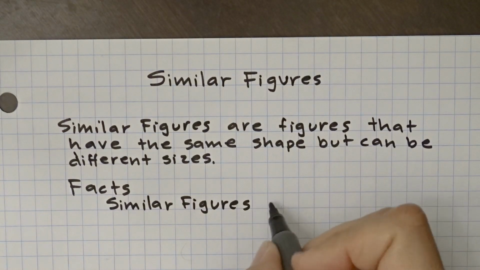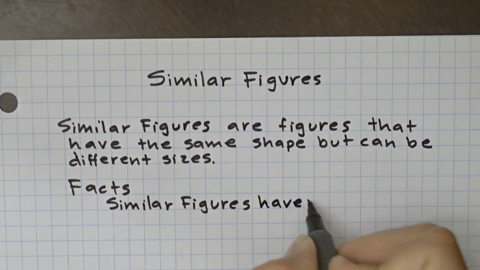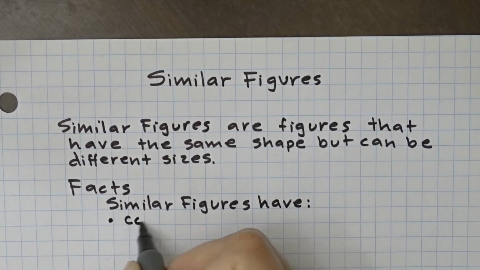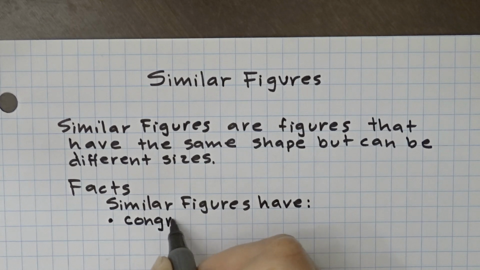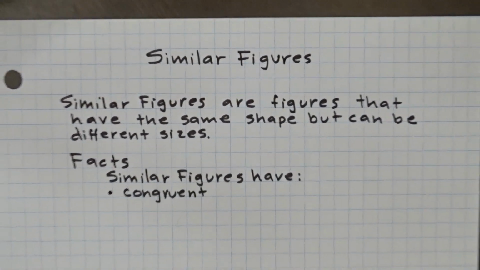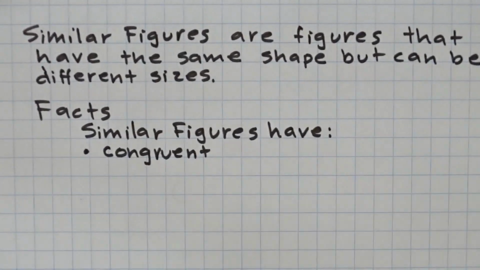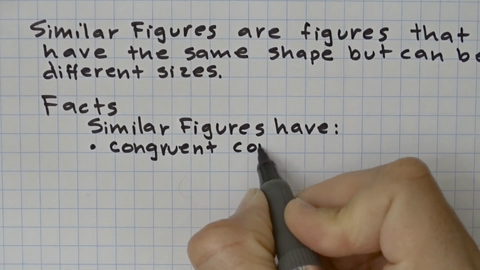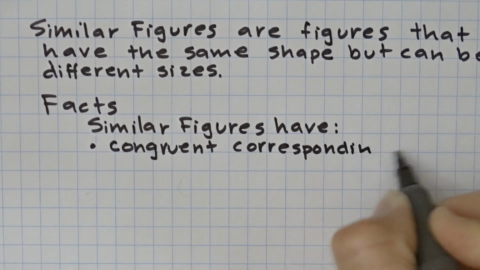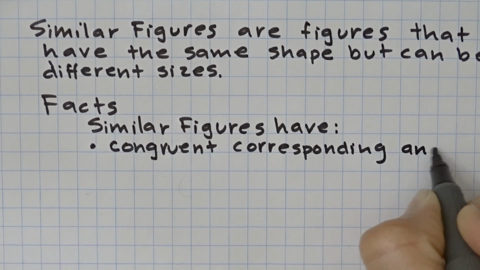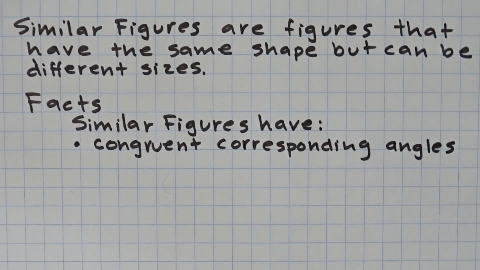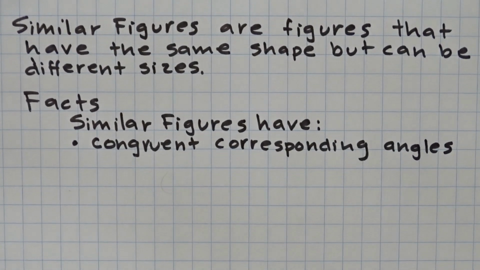Similar figures have, I'll make it 2 bullets. First, congruent. Congruent means same size or same measurement. Corresponding. Angles. So when you see the matching angles in similar figures, that means they're going to be the same size.